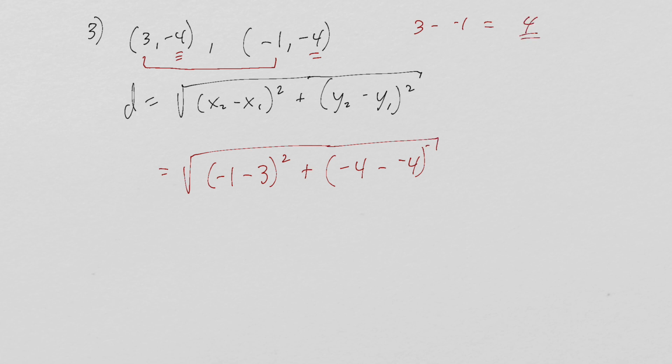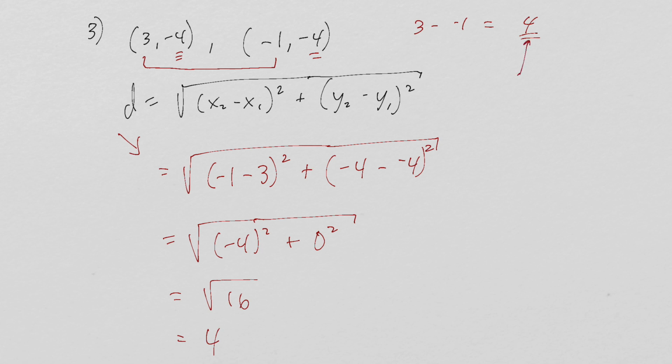And if you notice that, you don't have to do all this stuff. This is 4 squared plus 0 squared, which is the square root of 16, which is 4. And again, you could have done that by noticing that the y values were the same there. Okay, number 5, you want the distance between (-6, -2) and (-7, -5). Okay, now nothing's the same here.